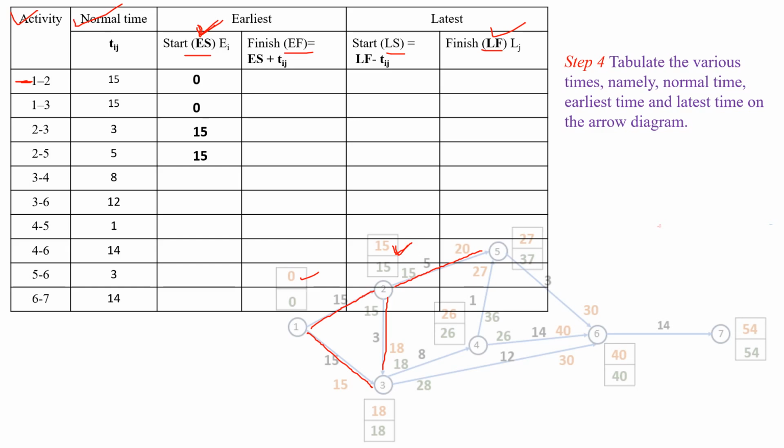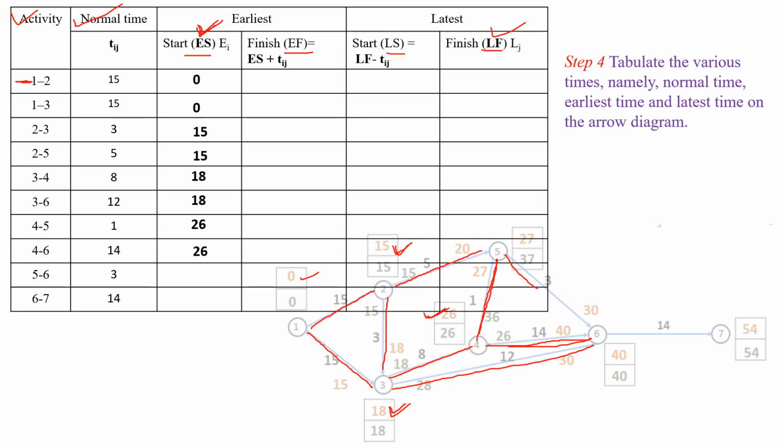Next activity 3 to 4. For activity 3 to 4, earliest start time is 18 at event 3. And next one is the activity 3 to 6. For activity 3 to 6, earliest start time is at event 3, that is 18. Next activity 4 to 5. For activity 4 to 5, earliest start time is 26 at event 4. Next one is the activity 4 to 6. For activity 4 to 6, earliest start time is 26 at event 4.